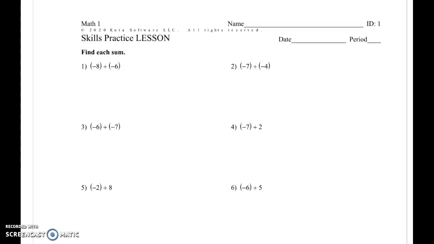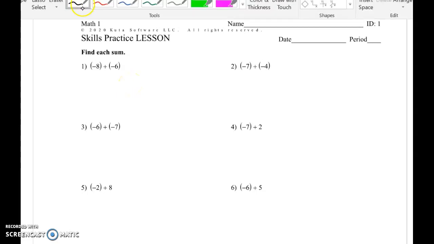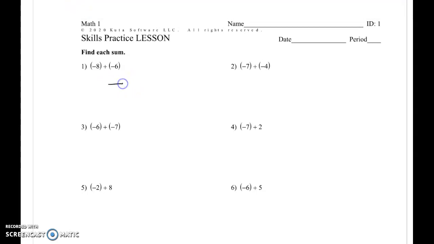-8 plus -6. Recall back in junior high that when you add two negatives, your answer is going to be negative. So let's go ahead and put that in there. Now to get the number part of your answer, now that we have the sign figured out, the number part is simply you adding the two numbers together. So 8 plus 6 is 14. So our final answer here is -14.